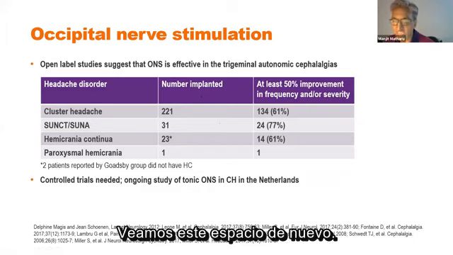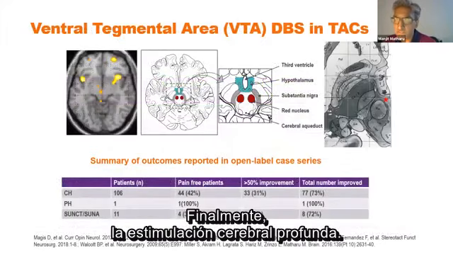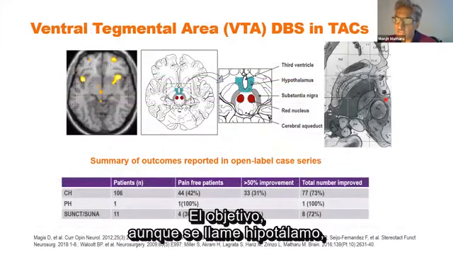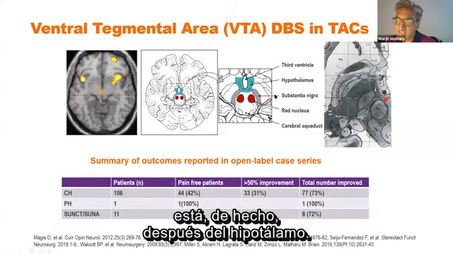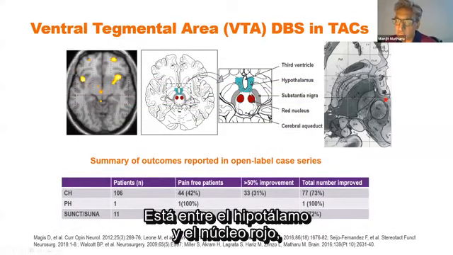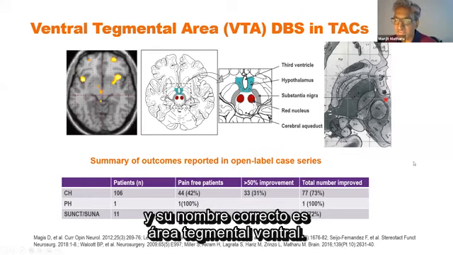So watch this space again. And finally, deep brain stimulation. So the target, even though it's called hypothalamic, is in fact slightly posterior to the hypothalamus. It is in fact between the hypothalamus and the red nucleus, and is more correctly called the ventral tegmental area.